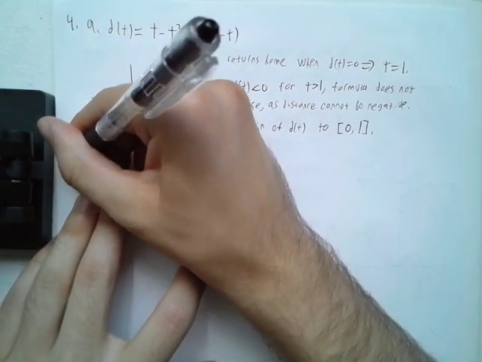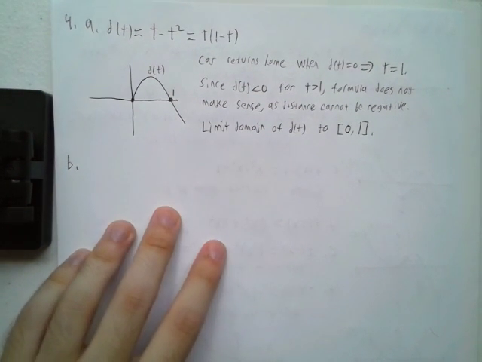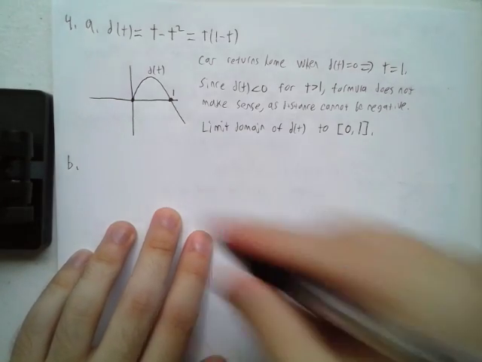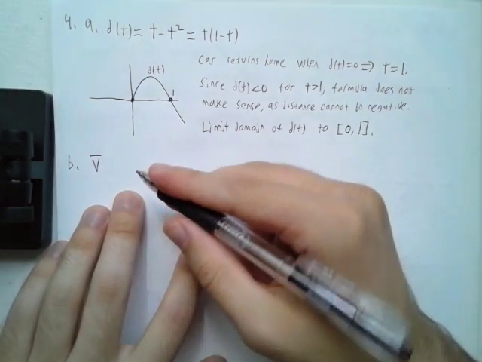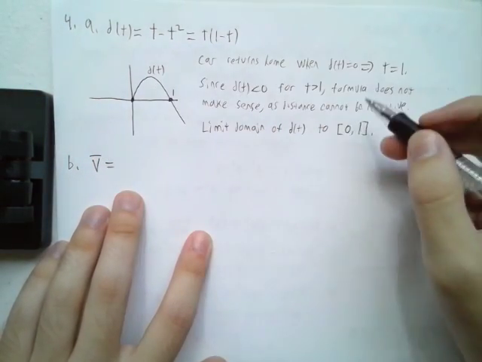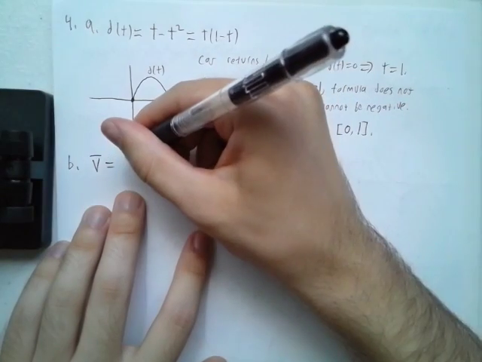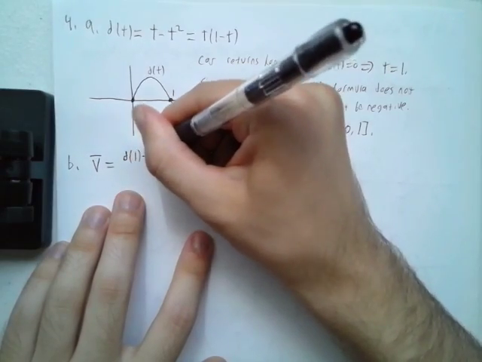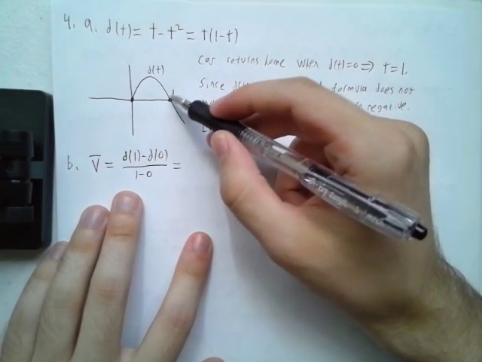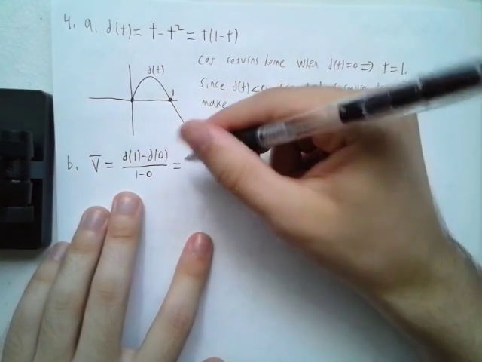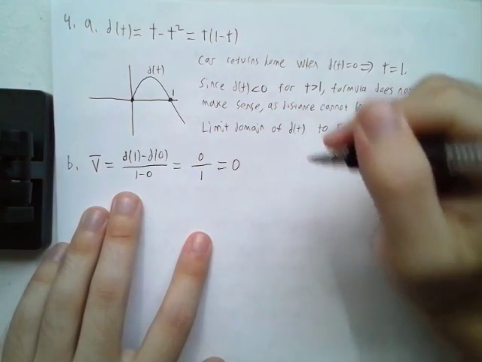Okay, so that's part A. Next, we're asked to find the car's average velocity on this trip. So I've been noting average velocity by v bar. And so on the interval from 0 to 1, we see that the average velocity by definition is d of 1 minus d of 0 over 1 minus 0. But if we look at our graph here, d of 1 and d of 0 are both 0. So this is actually 0 over 1, which is equal to 0.